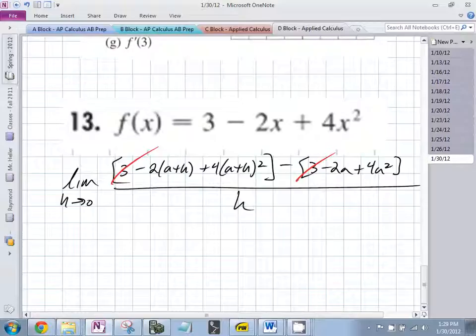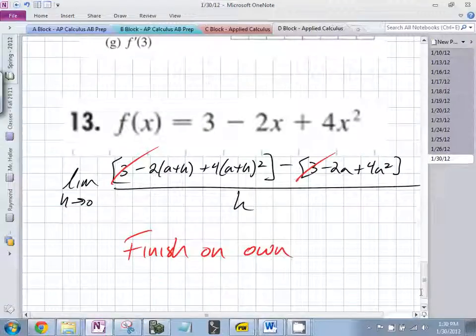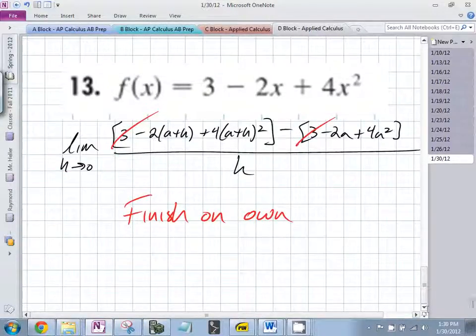So you guys can finish this on your own, okay? Yes. So the first equation is f of a plus h, and the second one is just f of a. That's correct. That's it.